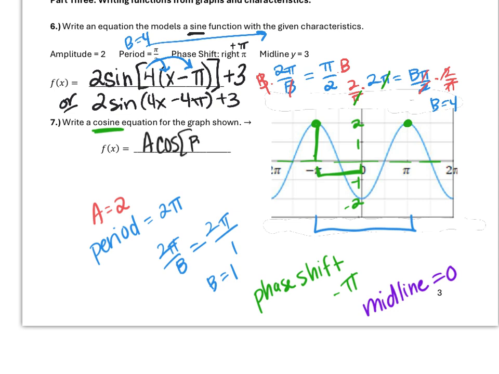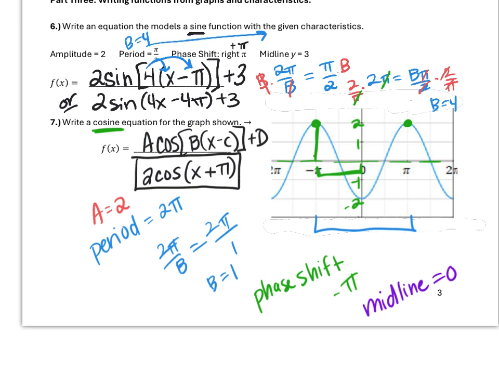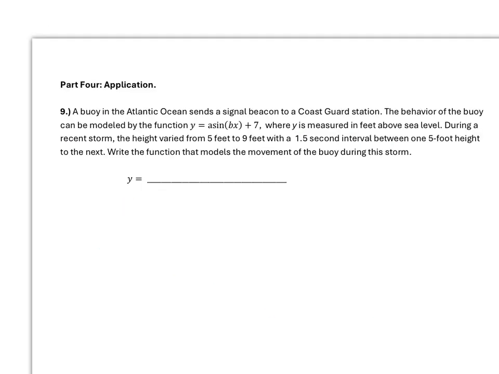So from here, if I know that the parent function is a cosine b x minus c plus d, then I can just plug in everything I just found. For this graph in particular, it'd be 2 cosine, b is 1, x plus my phase shift, because it'll be the opposite of what it's doing in the graph, and then not plus anything because there was no midline shift. So that would be the equation of this graph.